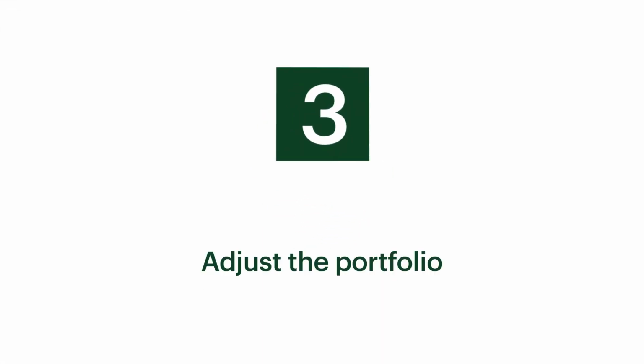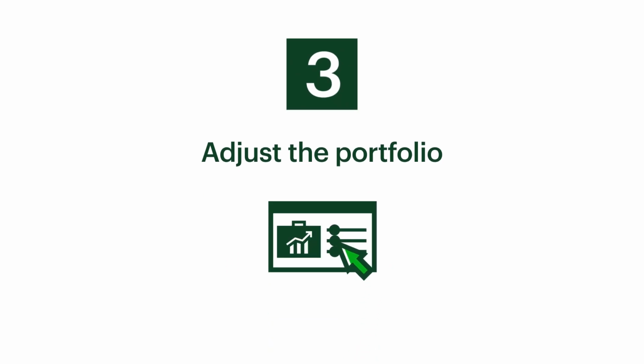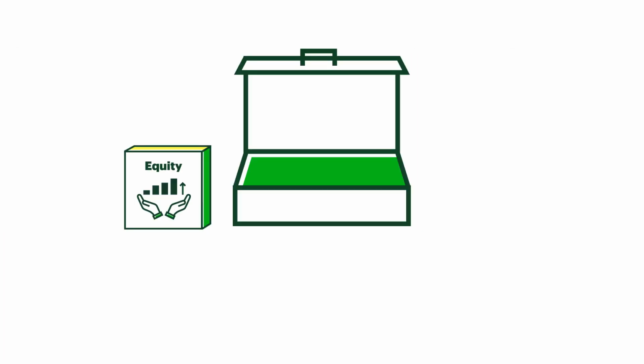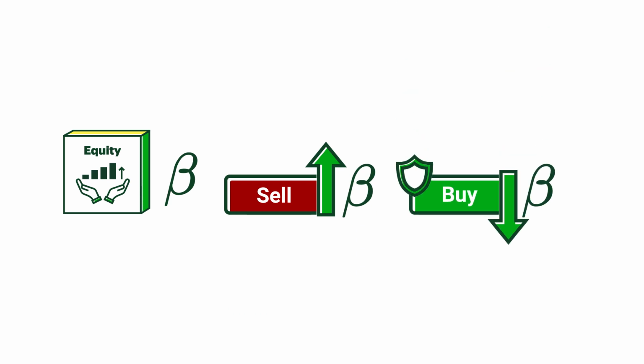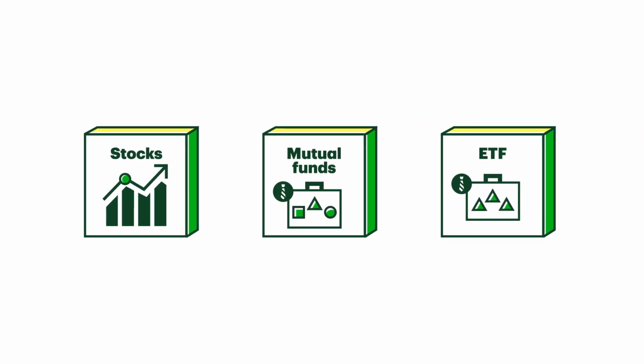Step 3. Adjust the portfolio. Portfolio adjustments generally involve transaction costs, so it's best to only make them when necessary. And adjusting a portfolio to bring risk in line with an investor's comfort level definitely applies. A common way to help lower a portfolio's risk is to sell equities and either keep the cash or buy fixed income products. Another way is to lower the beta of equities in the portfolio by selling the positions that have a high beta and buying defensive positions that have a low beta. Remember, new positions can be stocks, mutual funds, or ETFs.